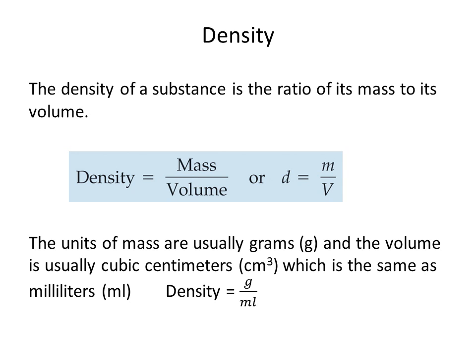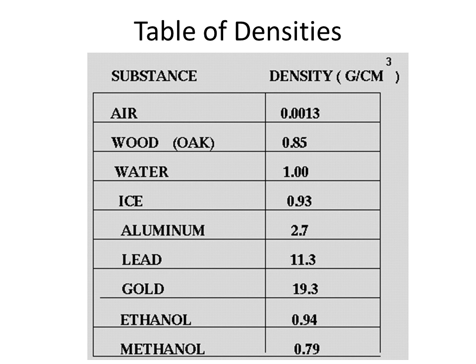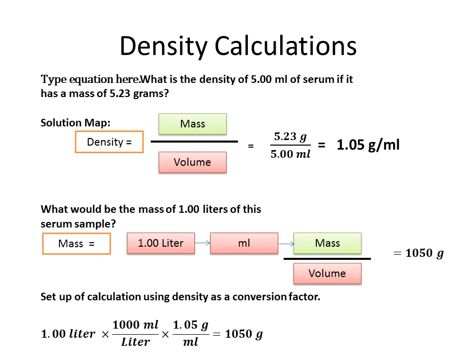Let's see how we can use this definition of density for a conversion factor or for calculations. You can find tables of density. If you can measure the density of a substance, you can pretty well identify what it is, whether it's gold or aluminum or another substance. So this is a small table of density just to give you an idea of how it could be used.